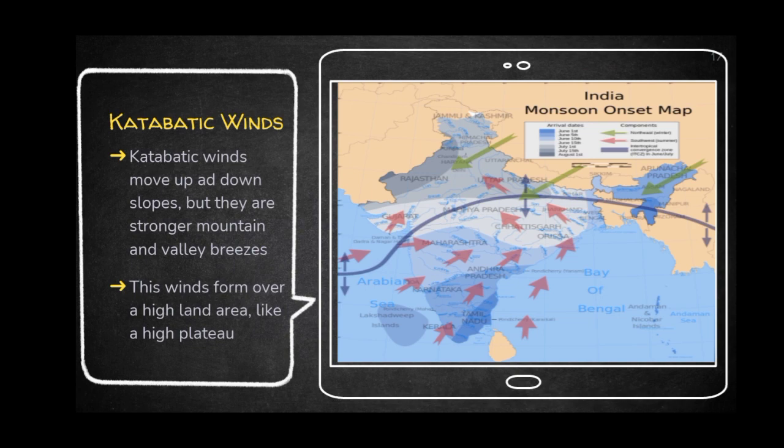Katabatic winds. The katabatic winds move up and down slopes, but they are stronger than mountain and valley breezes. Katabatic winds form over a highland area like a high plateau. The plateau is usually surrounded on almost all sides by mountains. In winter, the plateau grows cold. The air above the plateau grows cold and sinks down from the plateau through gaps in the mountains. Wind speed depends on the difference in air pressure over the plateau and over the surroundings. Katabatic winds form over many continental areas, in which extremely cold katabatic winds blow over Antarctica and Greenland.